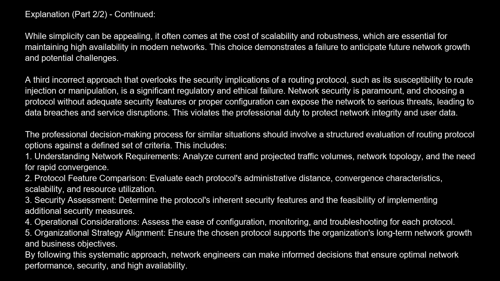A third incorrect approach that overlooks the security implications of a routing protocol, such as its susceptibility to route injection or manipulation, is a significant regulatory and ethical failure. Network security is paramount, and choosing a protocol without adequate security features or proper configuration can expose the network to serious threats, leading to data breaches and service disruptions.